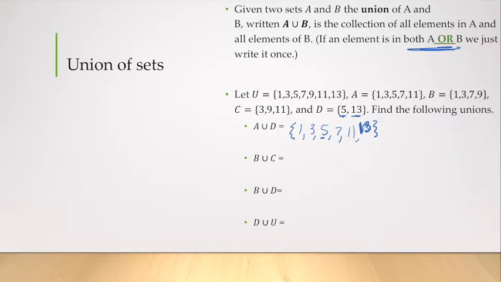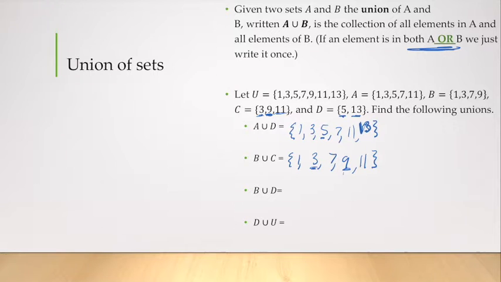Next, if I want to take B union C, I want all the elements in B. And then I look at C and I say, okay, C has a 3, but I already have a 3. C has a 9, but I already have a 9. What I don't have is an 11. So here's the set B union C.